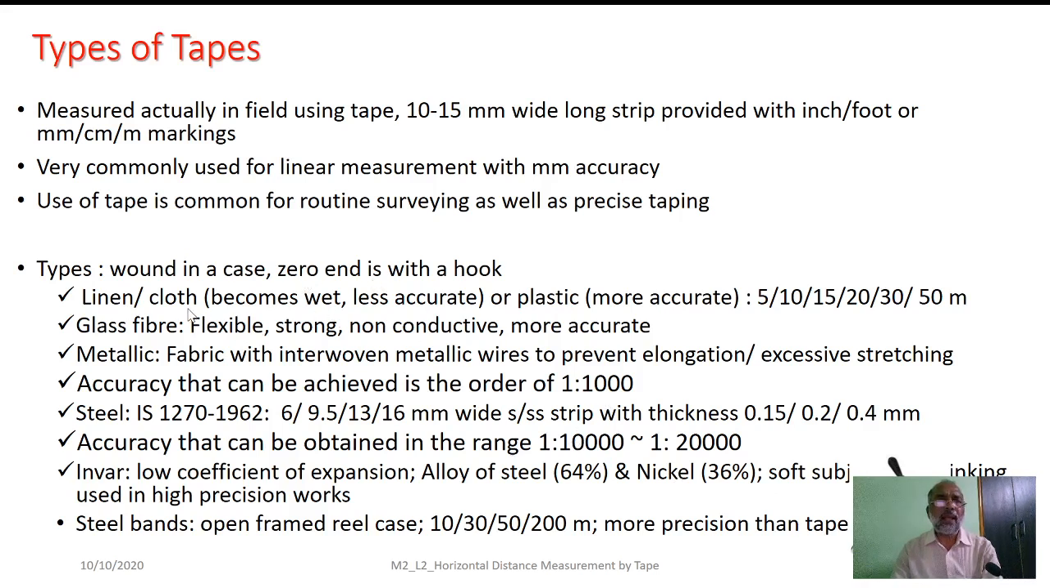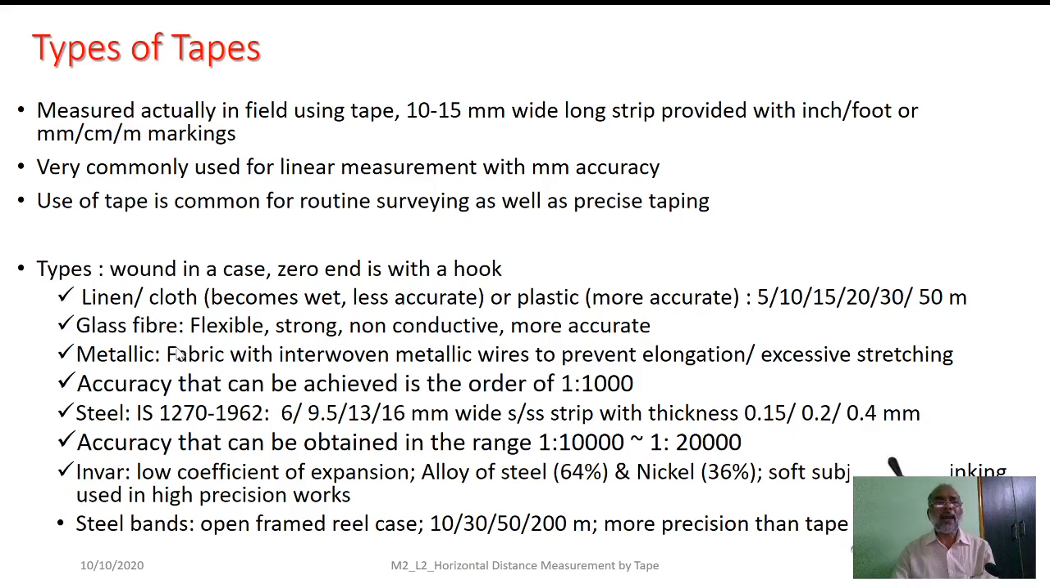The kind of tapes I have mentioned here: the tape could be linen, it could be of cloth. The problem is they become wet, as well as they are not that accurate because they are subjected to stretching very easily. As compared to this linen or cloth tape, we can make use of plastic tape with more accuracy, and these kinds of tapes are available in the dimensions I have presented here.